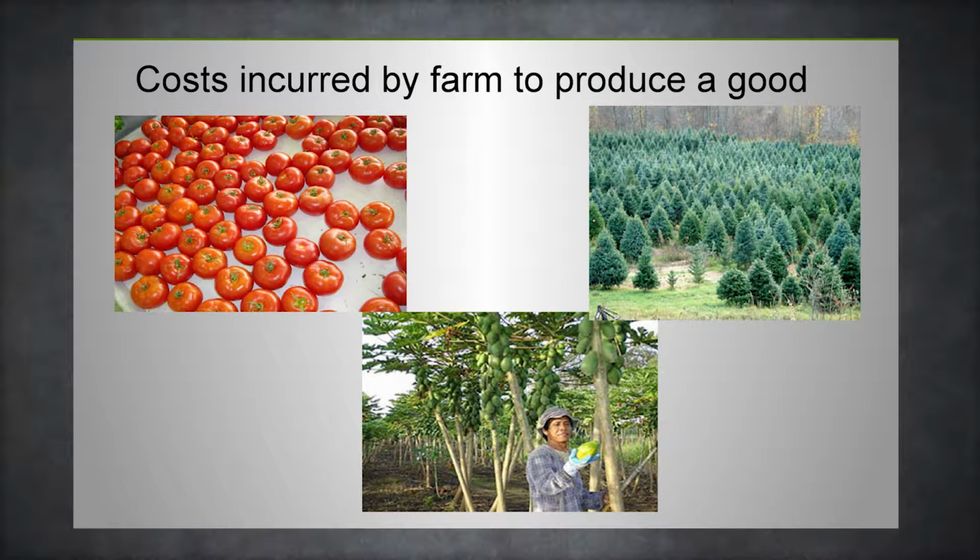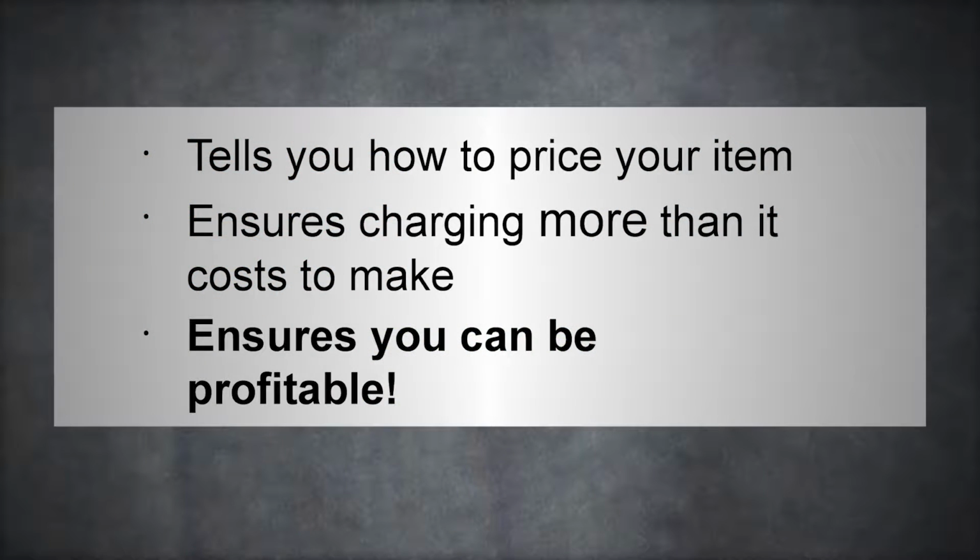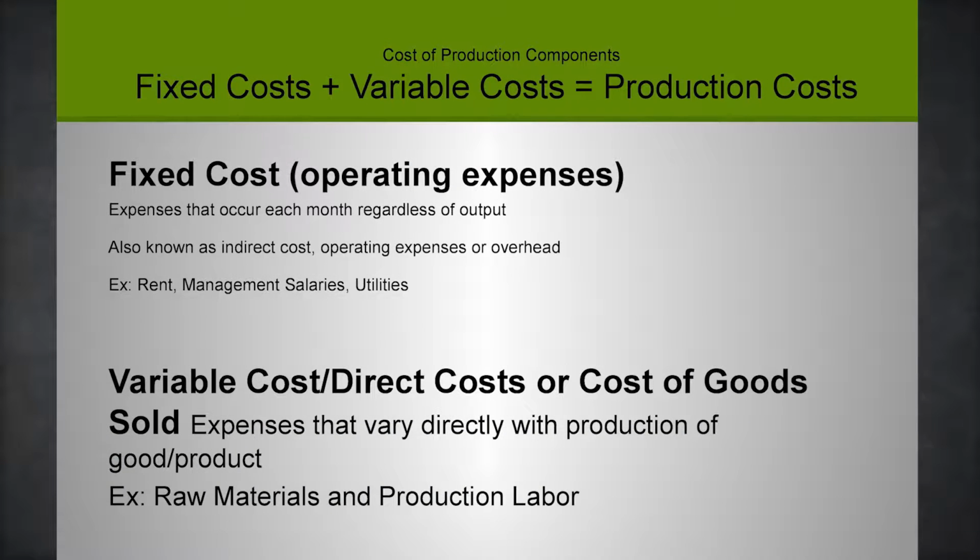Okay, cost of production is so important. We know that in farming. So we're going to talk about how we calculate that. Why do we have to know the cost of production? Well, certainly because you have to know how to price your item. So we want to ensure that you're charging more than it's costing you to make it, right? And that's going to take some planning on the front side to ensure that you're making a profit, okay?